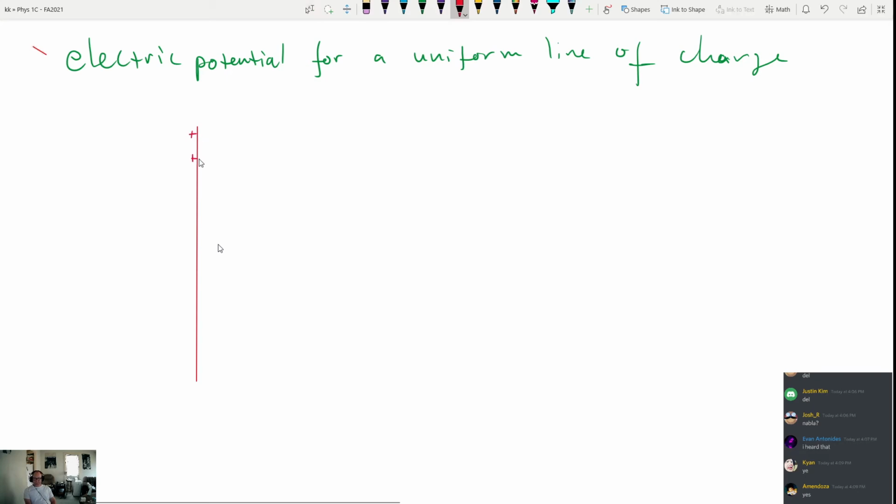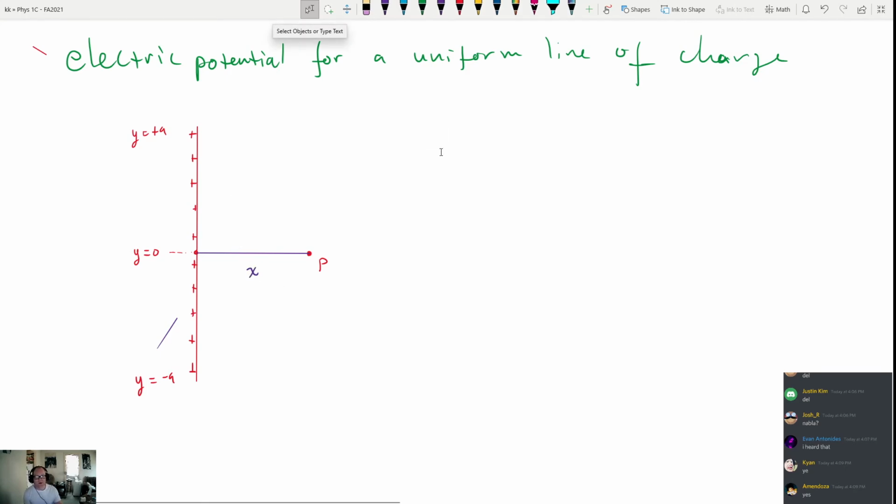It carries charges. We'll say somewhere here in the middle that this is going to be y equal to 0. We'll call this y equal to plus a. We'll call this y equal to negative a. We have a positive line charge here. We're going to find the electric potential at a point over here, P, that is at a point in the middle. So I'm going to draw a line from here to here, and we're going to call that distance x.